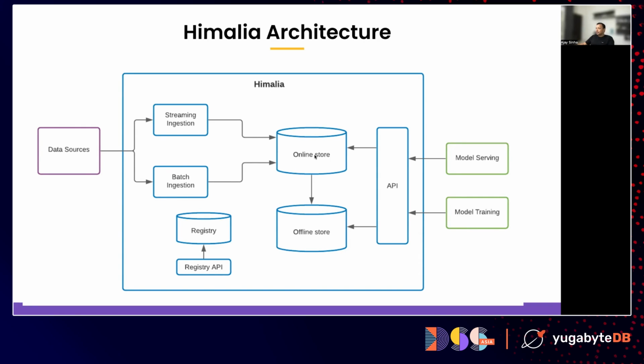The data syncs from the online store to the offline store. We have the API. In the model serving path, they call the API to fetch the data from the online store. For model training purposes, they access the offline store to get the data.